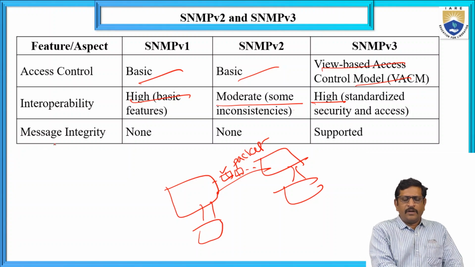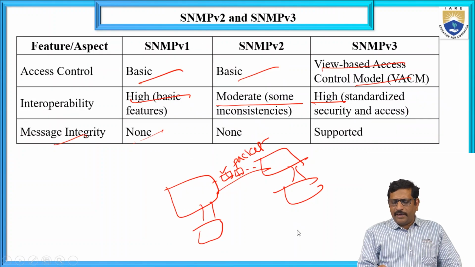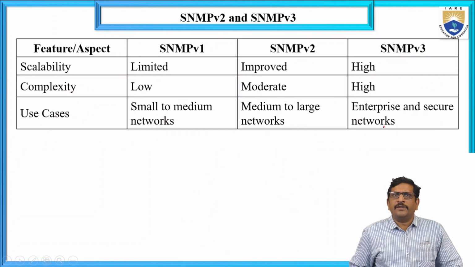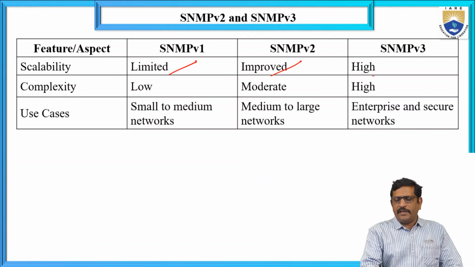Message integrity, we are not performing in SNMPv1 and SNMPv2, but we are performing message integrity in SNMPv3. Next, scalability is very limited in SNMPv1. Scalability is improved in SNMPv2, compared to SNMPv1, with more scalability. SNMPv3 has very high scalability. Why? Because it is more secure.